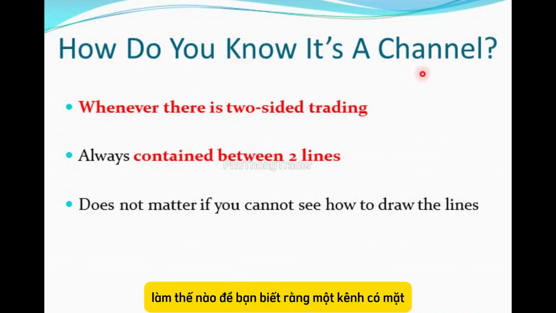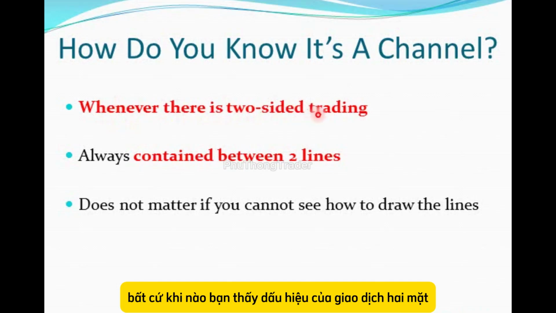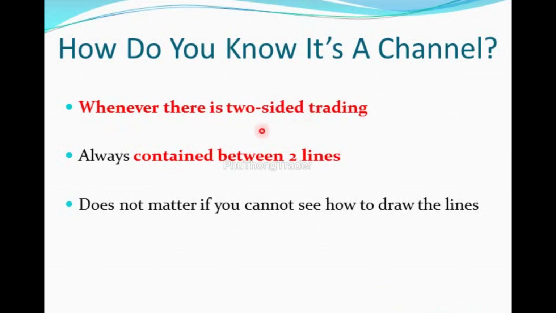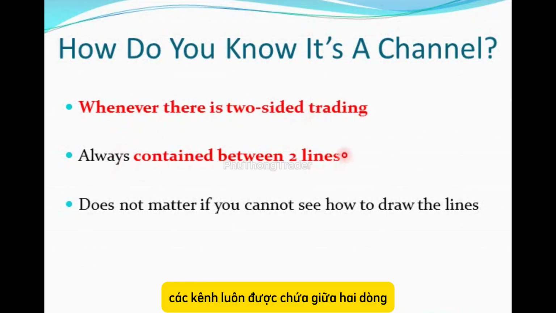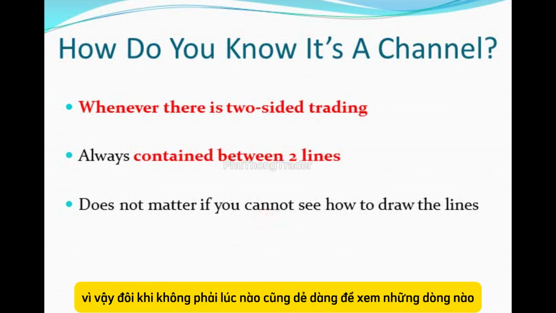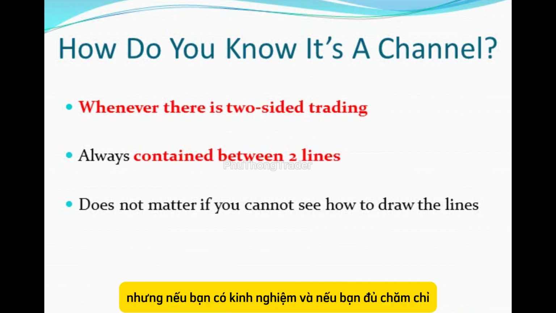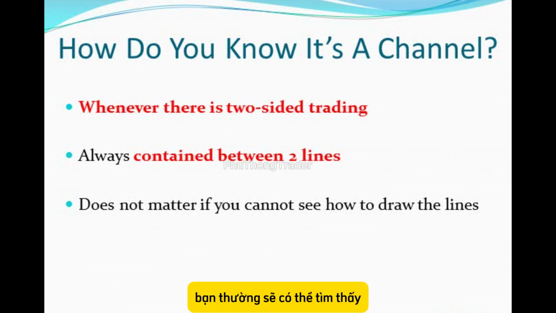How do you know that a channel is present? Whenever you see signs of two-sided trading, the market's in a channel. Channels are always contained between two lines, but sometimes it may be difficult to understand what the two lines are. So sometimes it's not always easy to see what lines the market is using to create the channel. But with experience, and if you look hard enough, you'll usually be able to find the two most likely lines.